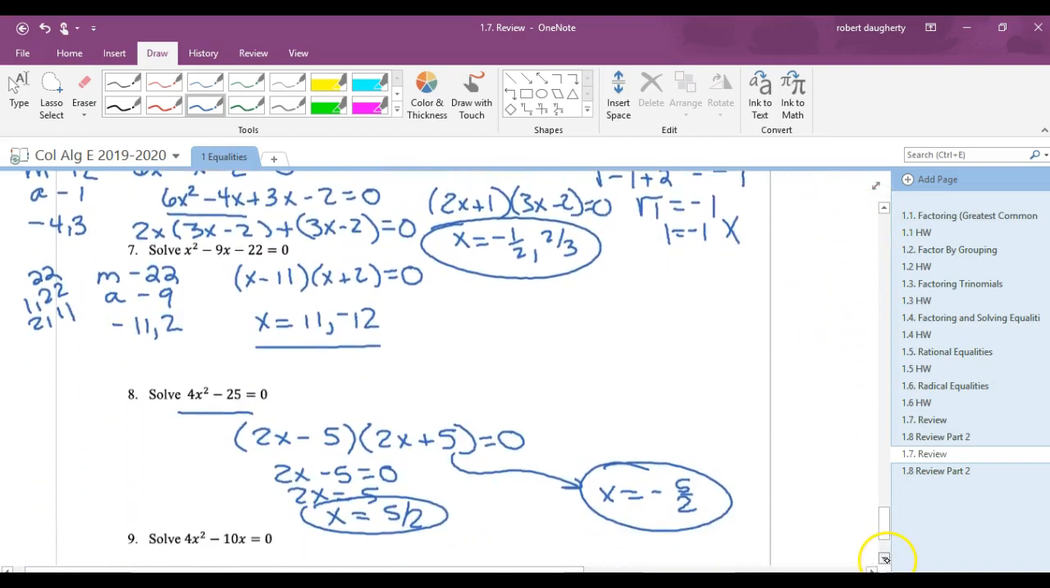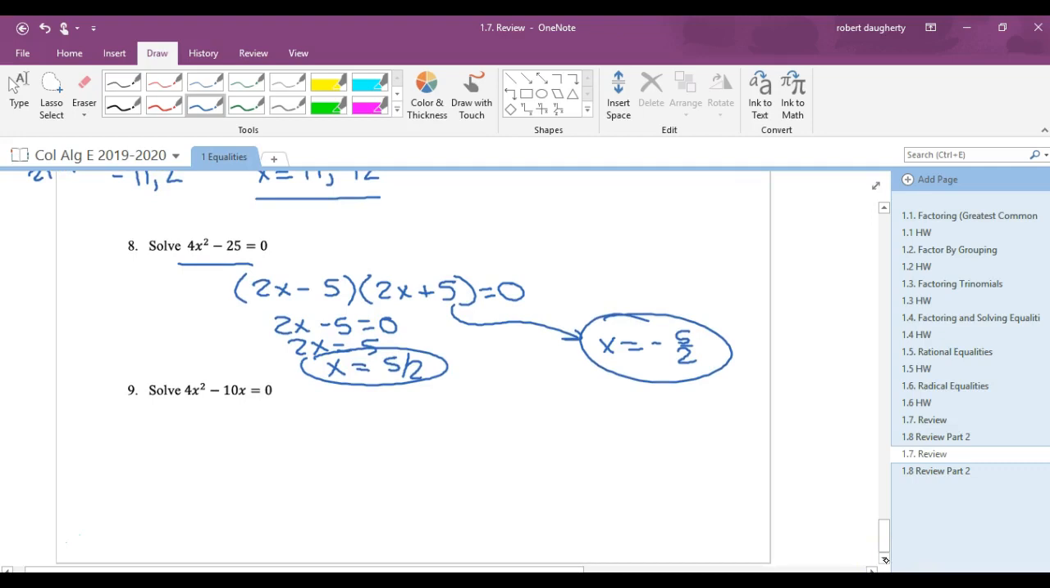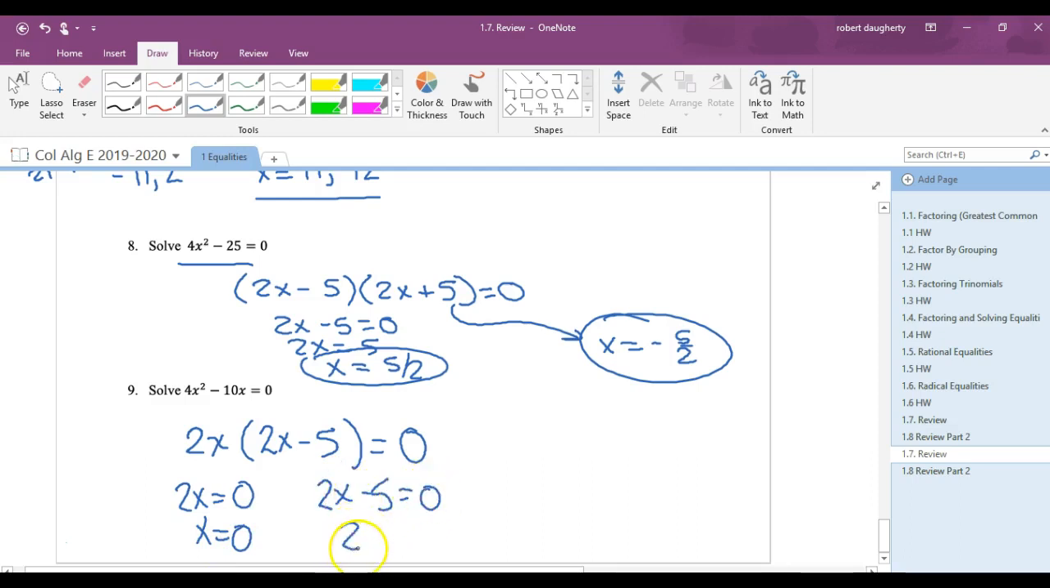It's already set equal to 0, so I just need to solve this. It looks like what I'm going to use to solve this is the greatest common factor. I can factor out a 2x, and I'm left with 2x minus 5 equal 0. If 2x equals 0, that means that x equals 0. If 2x minus 5 equals 0, that means 2x equal 5 or x equal 5 halves. So those are your two solutions for that. So that's the end of review part 1.